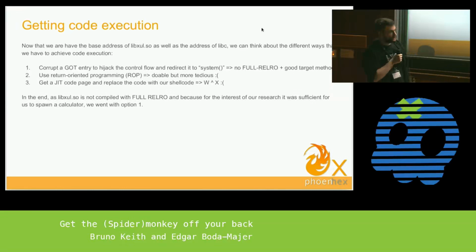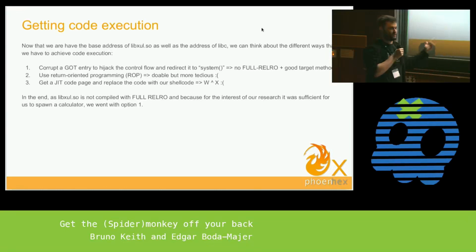We can use return-oriented programming. Should be doable. We have the address of the stack, but it's always tedious. So if we have something else, let's use that. And third, which is pretty standard when you try to exploit a JavaScript engine, is to get a JIT code page, which used to be both writable and executable.